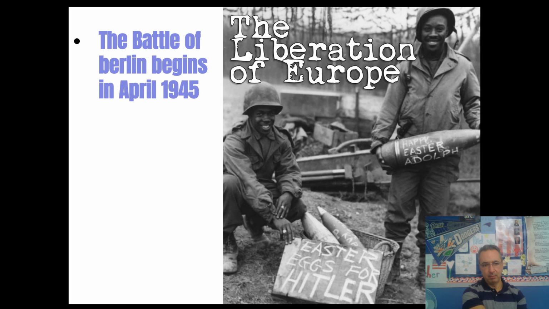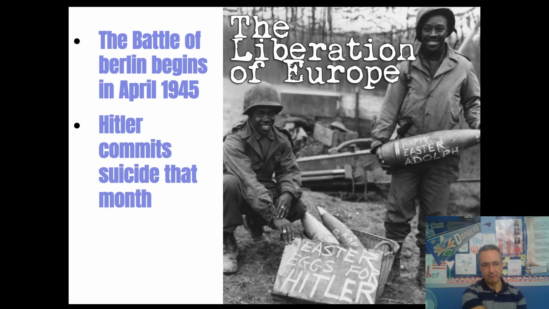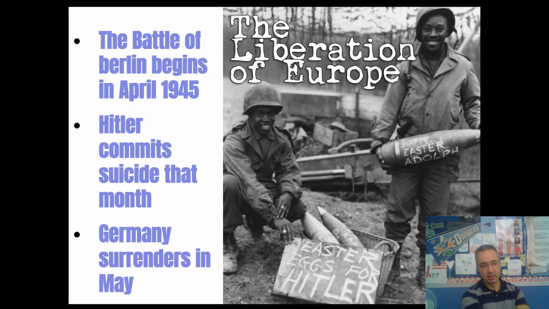The Battle of Berlin begins in April of 1945. Hitler committed suicide that month, as we had discussed previously in class. Mussolini had been killed by the partisans, and then his body was disgraced and dragged through the streets of Italy. So Hitler committed suicide and had his body destroyed so that his body would not be disgraced after his death. Germany surrenders in May 1945.